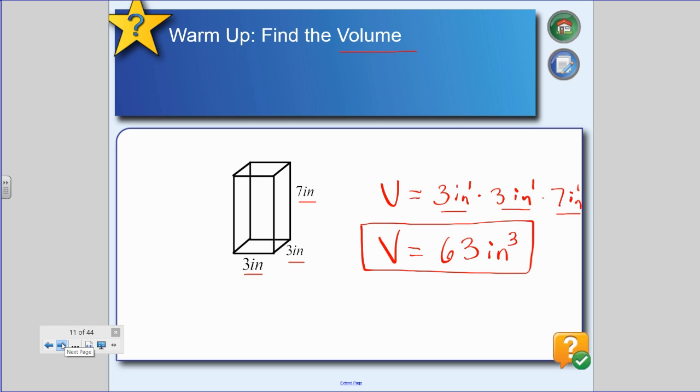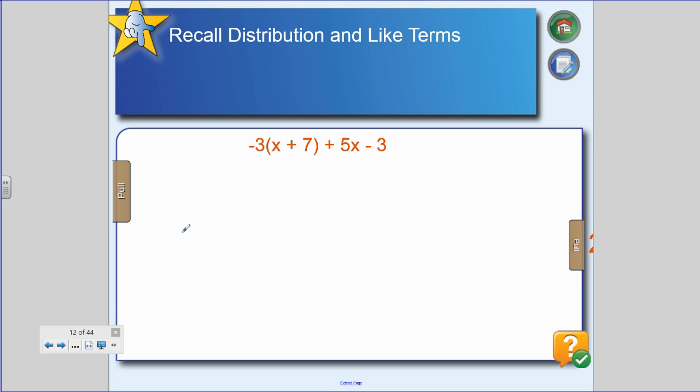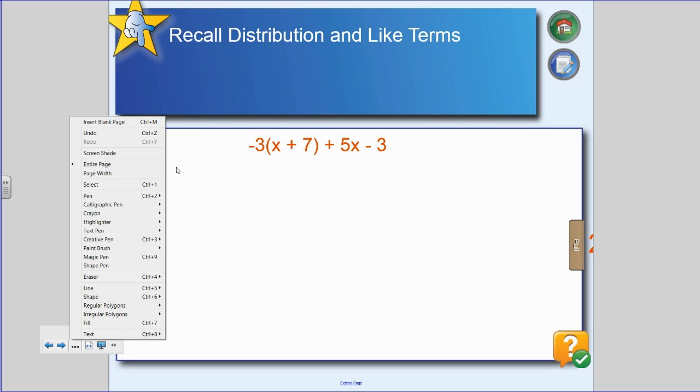All right, so let's move on. Let's put it all together. Let's put our algebraic simplifying toolbox tools all together. See if we can do some more complicated operations here today. But first we have to throw back to last unit. We have to recall distribution and like terms.